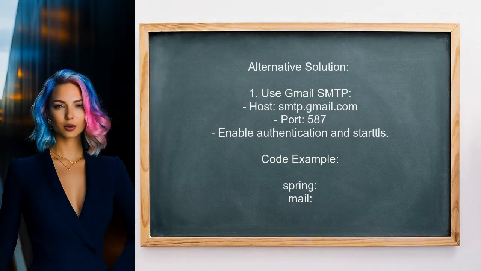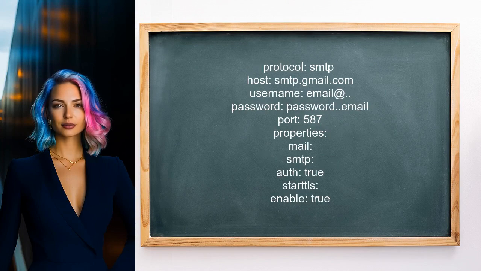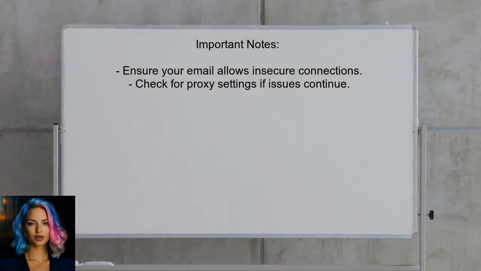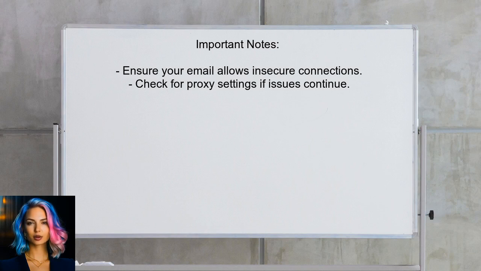An alternative approach provided by another user suggests configuring your application properties for sending mail via Gmail instead of Outlook. They recommend using the SMTP protocol with the host set to smtp.gmail.com, along with your email and password. Additionally, ensure that your source email allows sending emails through insecure connections. If issues persist, check for any proxy settings that might be affecting the connection.